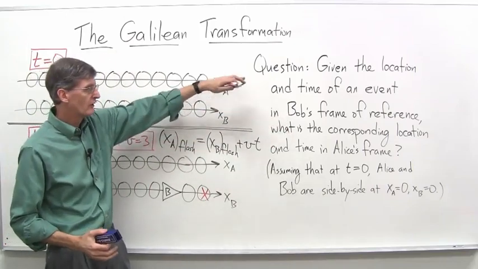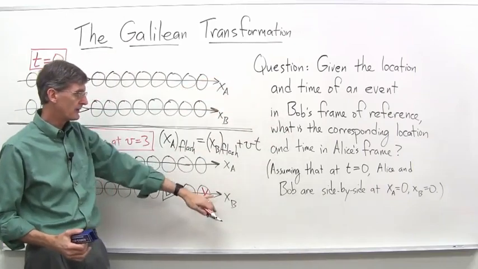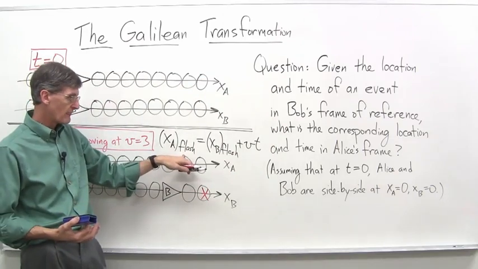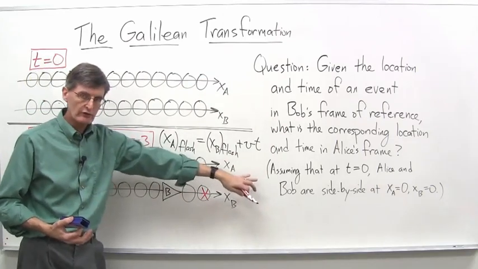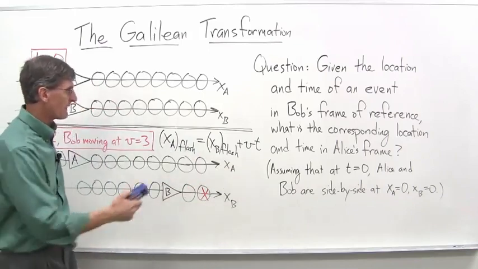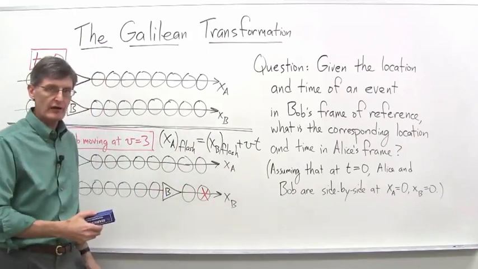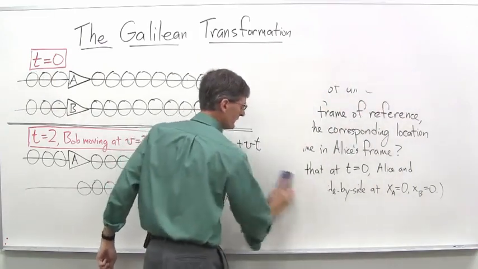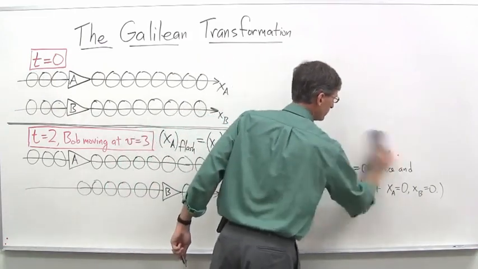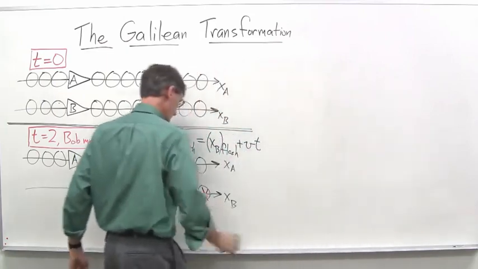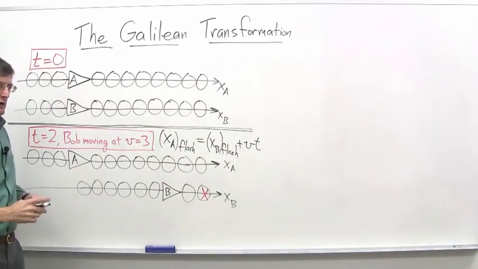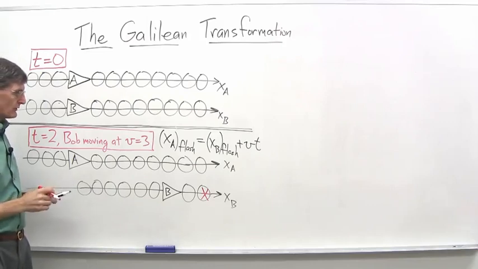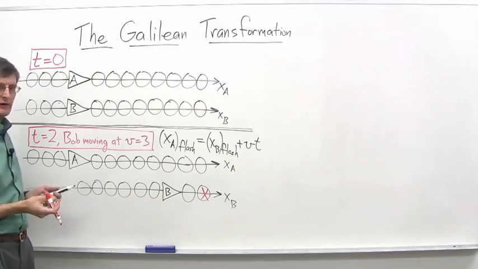We've answered this: given the location of an event in Bob's frame of reference, this is how we would find it in Alice's frame of reference, assuming that our origins are set properly there. We'll deal with the time in a minute, but let's do an example here just to make this a little clearer. What about the other way around?